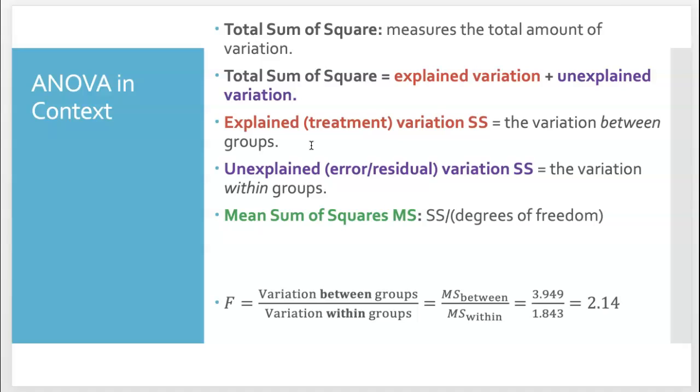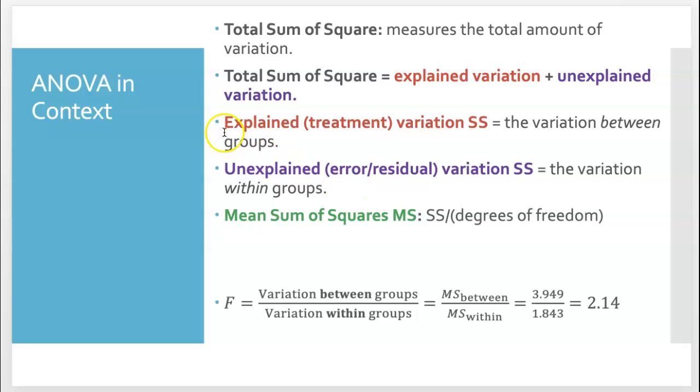If you remember R squared, the coefficient of determination from linear regression, it told us what percent of variation in our response variable was explained by the predictor variable. This is doing more or less the same thing, but our predictor variable is no longer numeric, it's categorical. Unexplained or error or residual variation, SS, is the variation within groups.